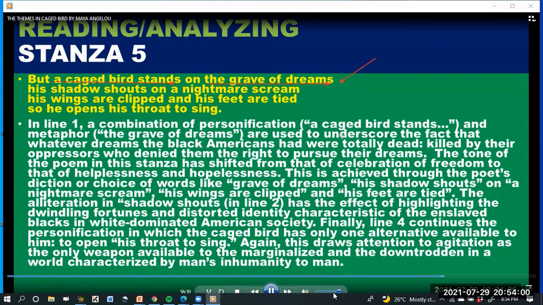The tone, of course, gives us insight into the mood of the poet, the poet's state of mind at the time of putting pen to paper. And all these devices put together help us to decode the themes, the major ideas expressed by the writer. So we can see these various words used here, such as a caged bird. The bird is caged, all right? Then grave of dreams.